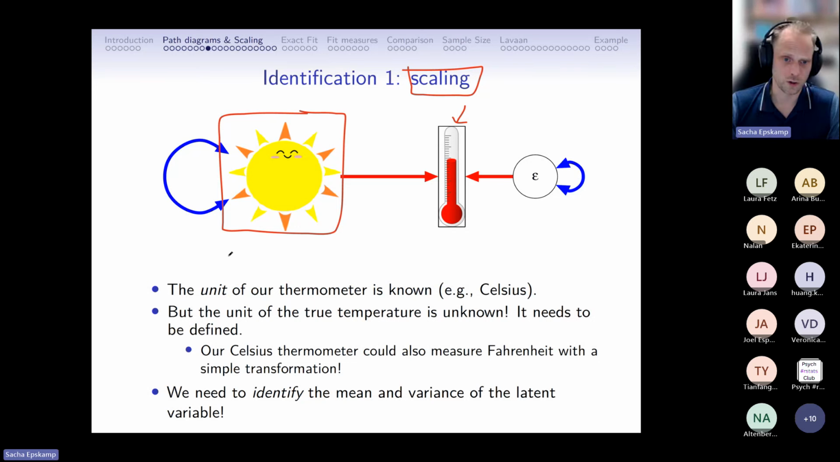So the first thing we need to do is actually define the unit of the latent variable. Well, basically, we need to make sure that this thing doesn't scale without bound. We need to make sure that we identify it.